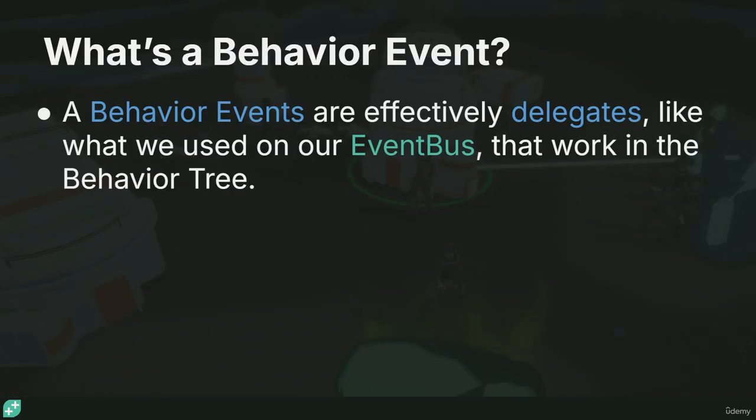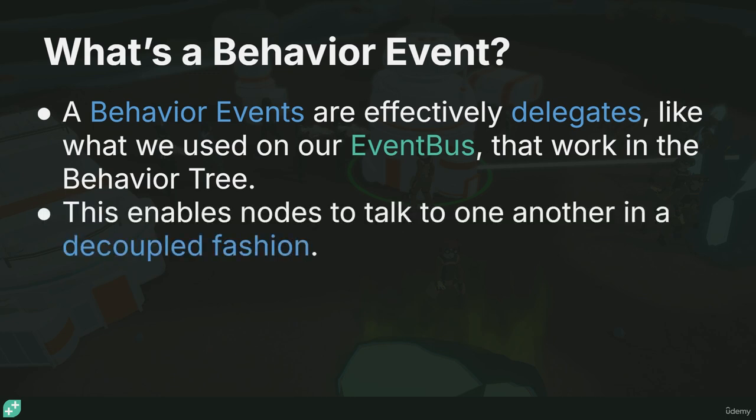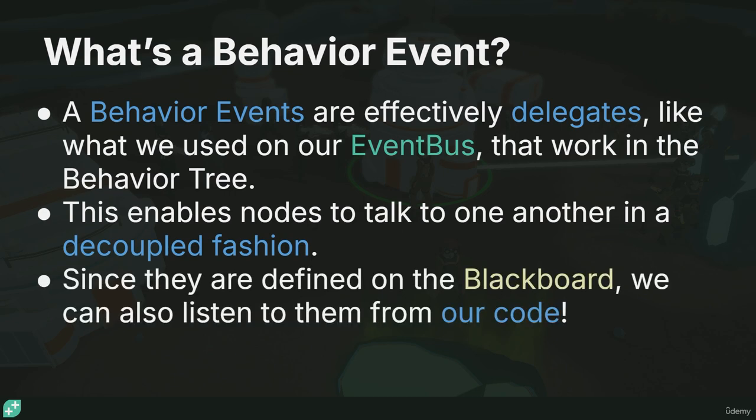Behavior events are effectively delegates, just like what we used on our event bus, but they work in the behavior tree. This enables nodes to talk to one another in a decoupled fashion. And since they are defined on the blackboard, we can also listen to them from our code. That's going to be the primary thing that we use them for in this course.